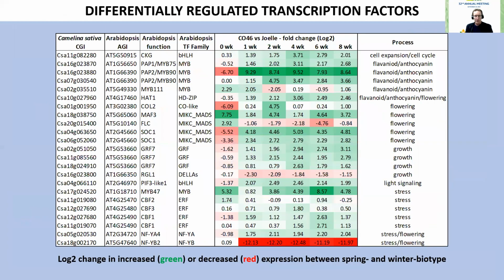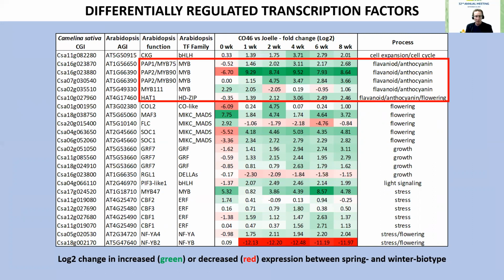Among the differentially expressed transcripts annotated to Arabidopsis transcription factors, many shown in the far right column under process are associated with cell progression and expansion, flavonoid and anthocyanins, flowering, growth regulation, light signaling, and of course, stress. I will only discuss the potential role several of these transcription factors may be playing in cold acclimation and cold-induced freezing tolerance in Camelina.